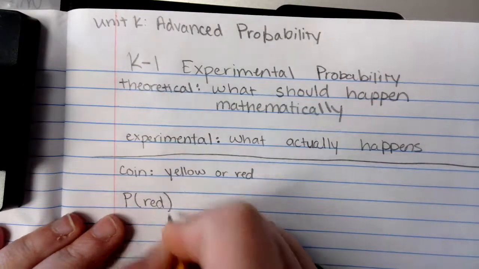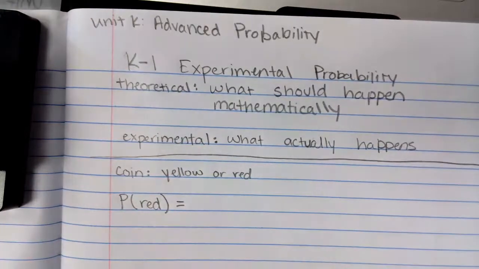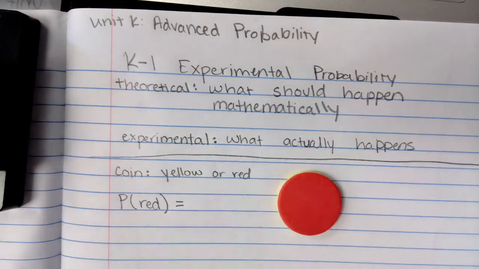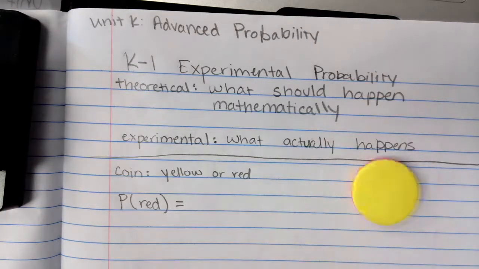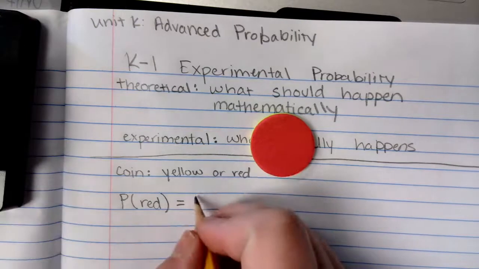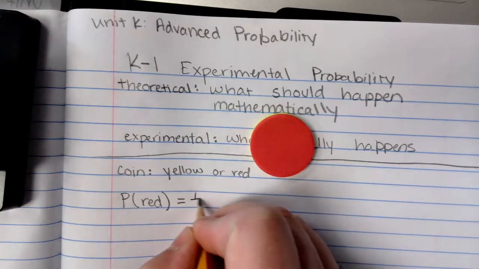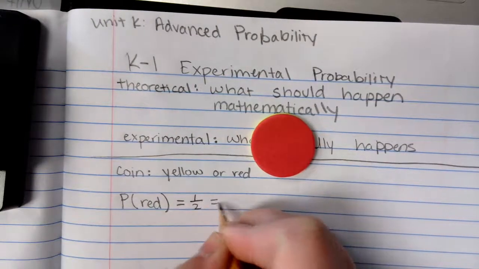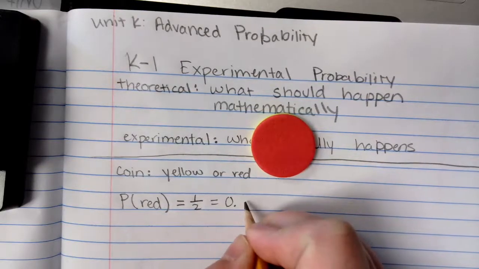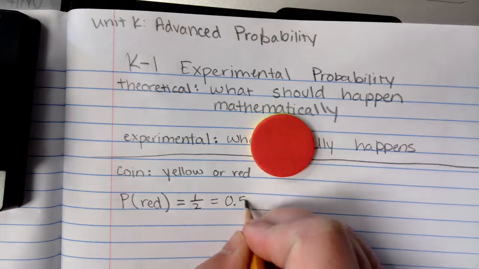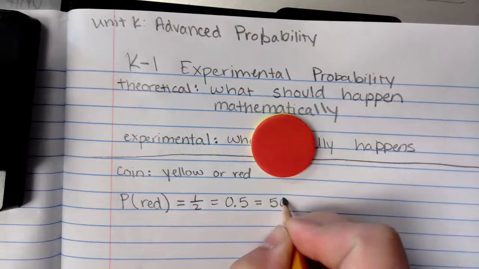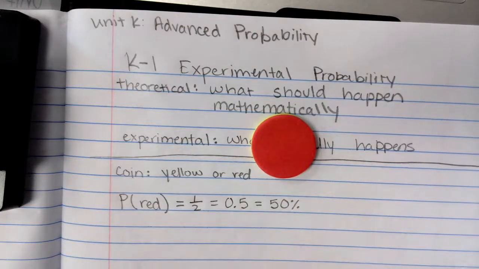So on our coin, what's the probability that if I flip it or I throw it up in the air that it'll land on red? It's one color out of 2, so half, which Ash already computed into a decimal, 0.5, which is 50%. Sorry, even chance. It should land about half and half on red and yellow, right?